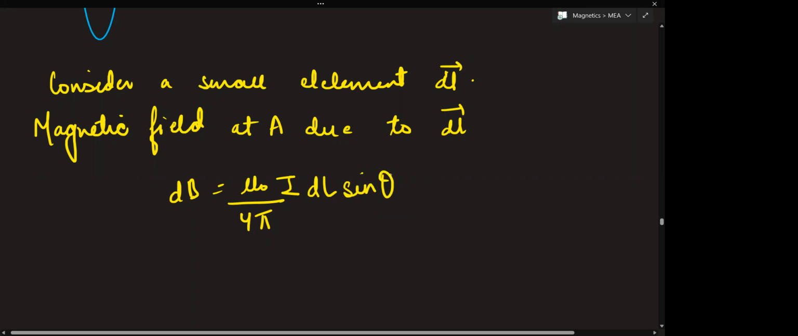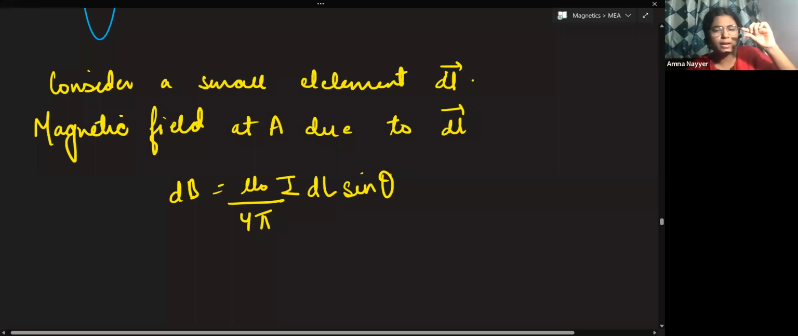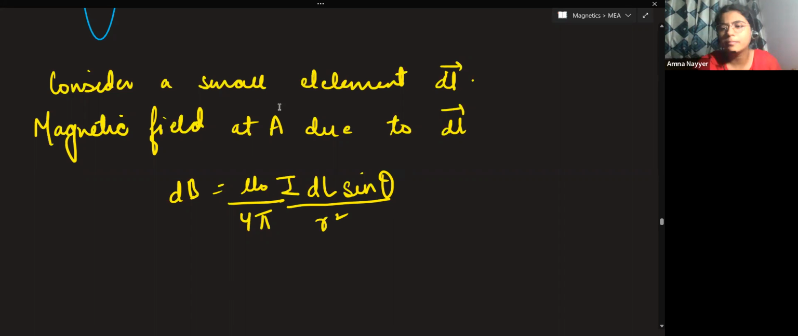Okay, Anya, I'll help you. Sine theta, the angle made between DL, the small vector that we have taken, the current element, and the radius vector, and it is inversely proportional to R square. This is Biot-Savart's law. So obviously sine theta will be 90 degrees.